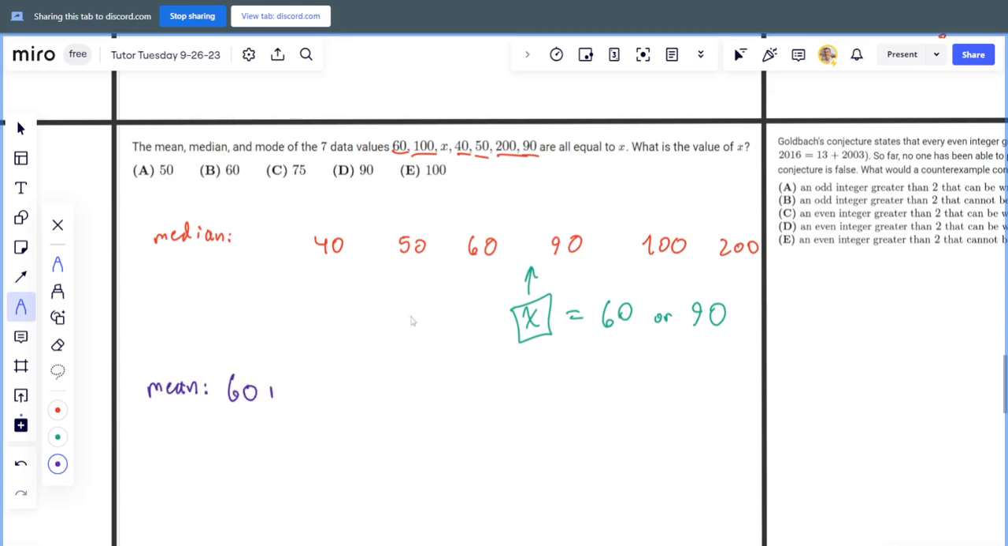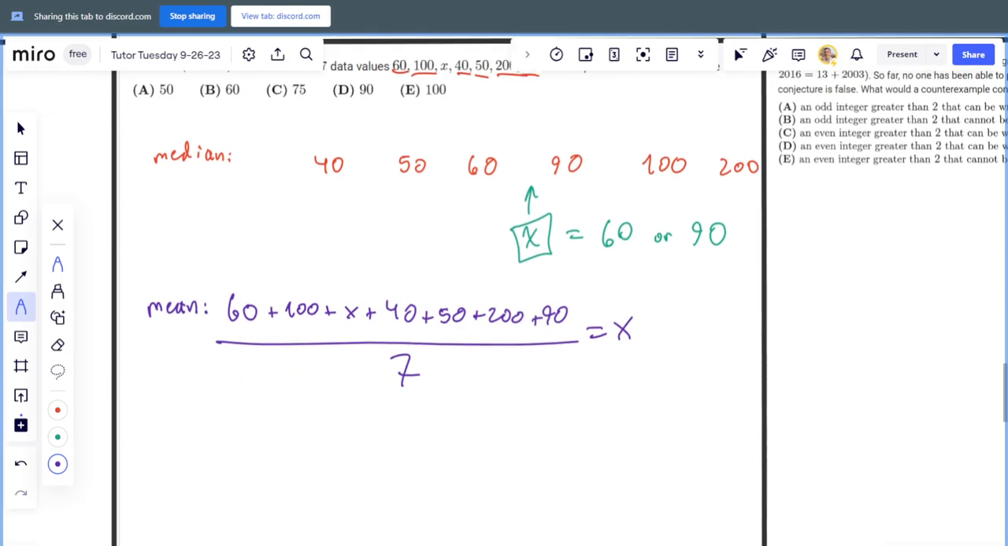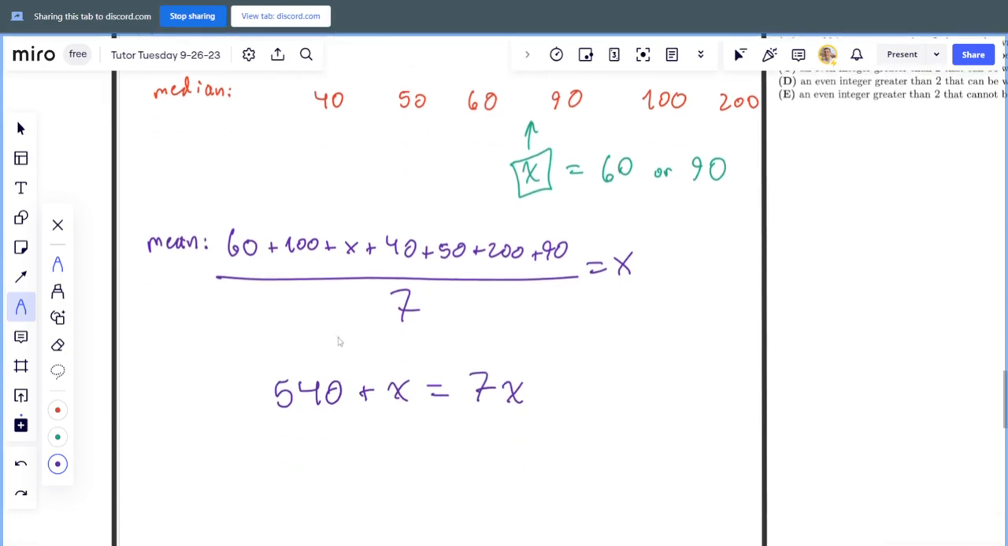Anyways, the mean is just going to be 60 plus 100 plus x plus 40 plus 50 plus 200 plus 90 all over 7 items equals x. Okay, so that's going to be 160, 200, 400, 450, and 540. So 540 plus x equals 7x. We multiply by 7 on both sides, and we add up all of our constants. So 540 is just equal to 6x.